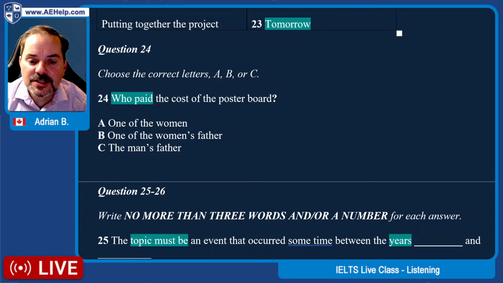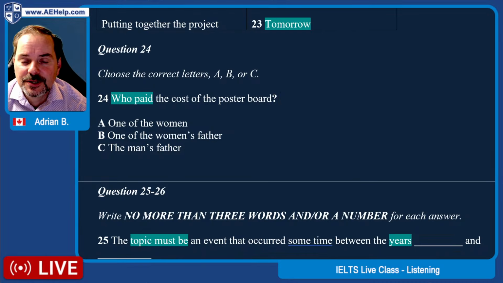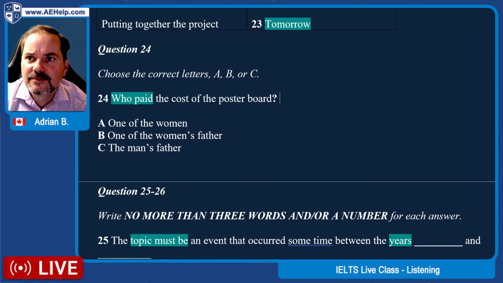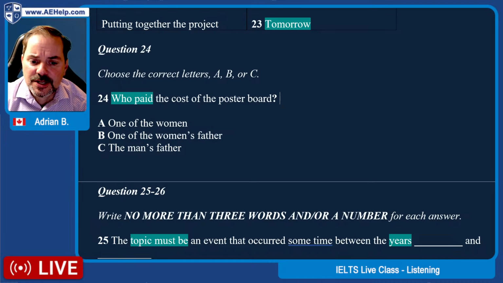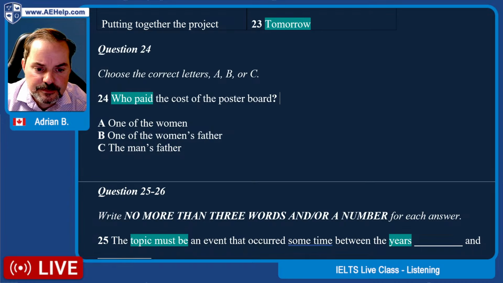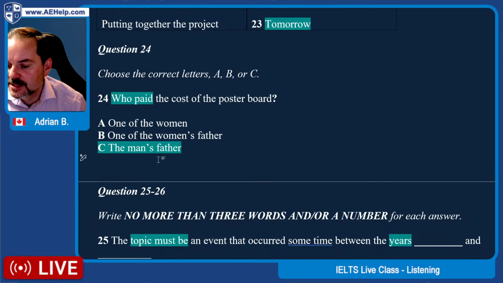The woman says they want to give her money. They said, I picked up the poster board, and then they want to give her money. I think it costs £4, if I remember correctly. And they said, we'll give you £1 each. And then she said, don't worry about it. My dad paid for it. So the answer is C, the man's father. That's right. Very good. Okay.